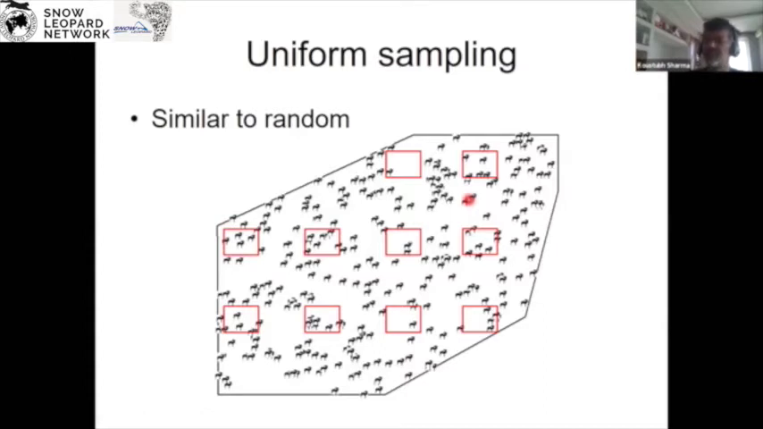In other words, the species distribution's randomness or stochasticity is taking care of the randomness of your model, of your sampling design. But sometimes this also becomes much easier to implement out in the field. So a random sample is very similar to a uniform sampling, as one could put it together.